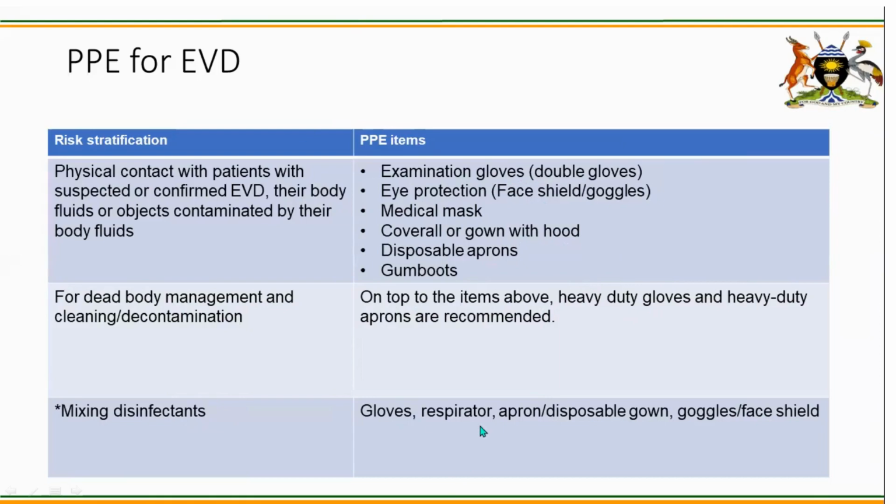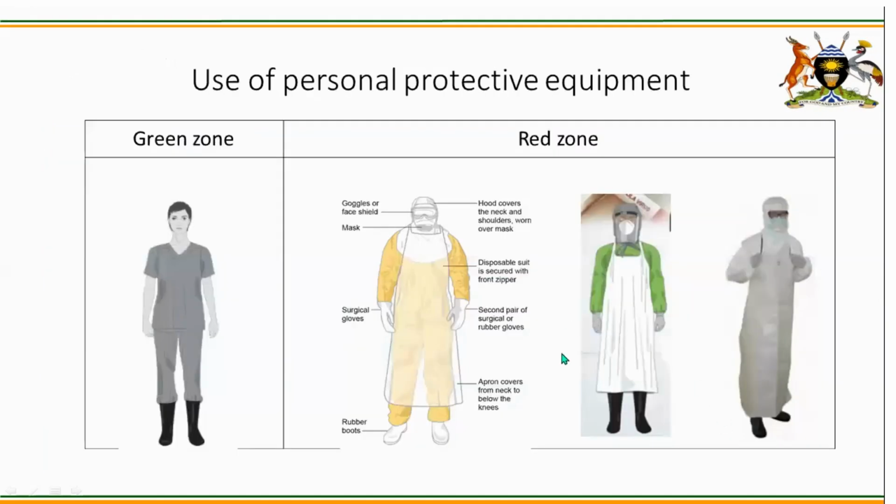Mixing disinfectant: the job aid is there, which we'll be sharing, and you can mix clearly. But while doing so, you need gloves, a respirator, an apron, a disposable gown, goggles, and a face shield. Typically, that's what you may need when you're mixing your disinfectants.